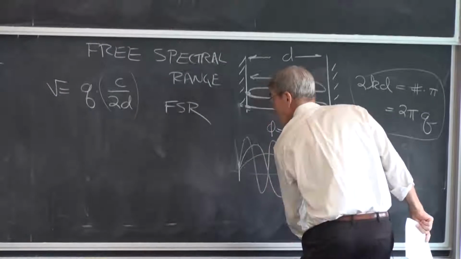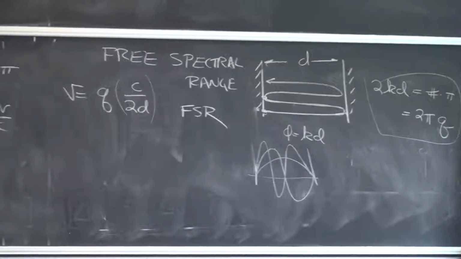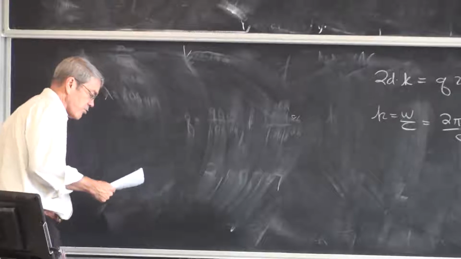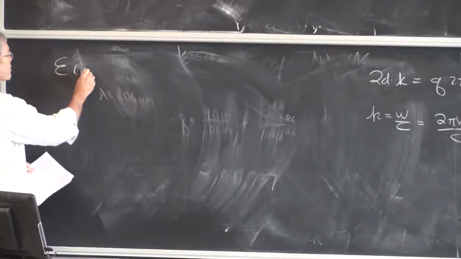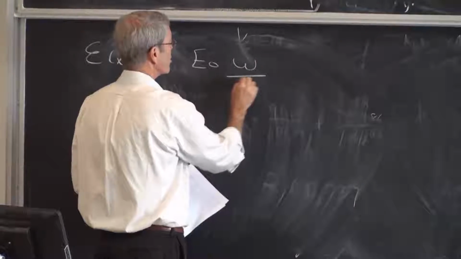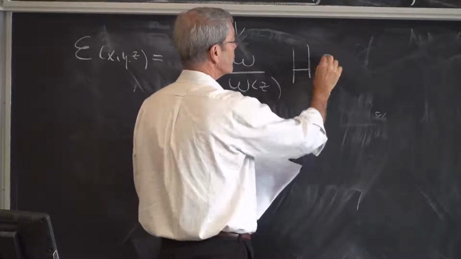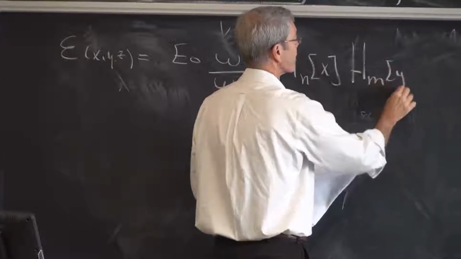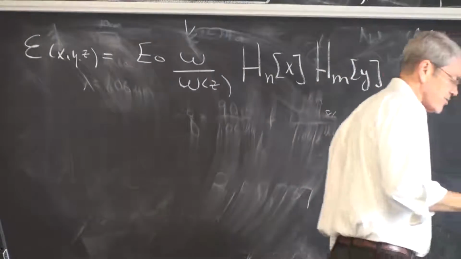I told you when I started the lecture that every one of these modes has a different frequency. Now, how do we figure out the frequency of a specific mode? We wrote down the equation for the Gaussian. I'm just going to write a little bit of it. The electric field is a function of x, y, z. It goes to some E naught, we had omega naught over omega of z, and then the Hermite polynomial, a Hermite function of x, a Hermite function of y, and then the Gaussian.